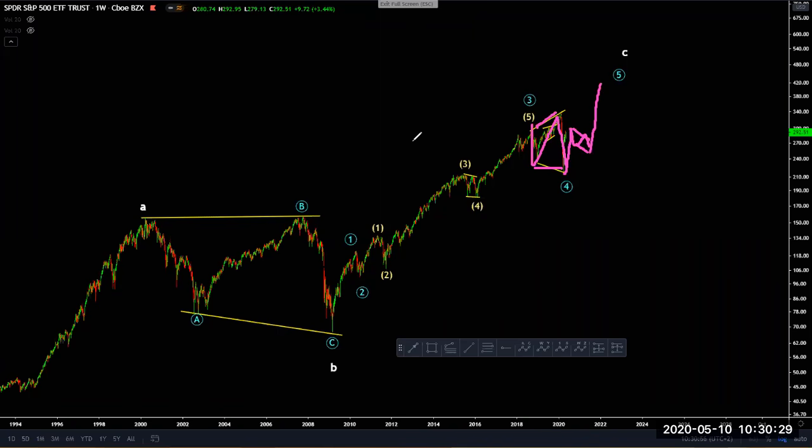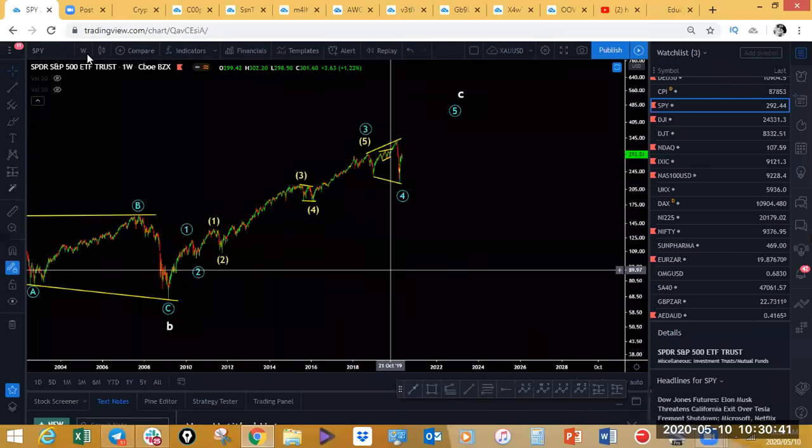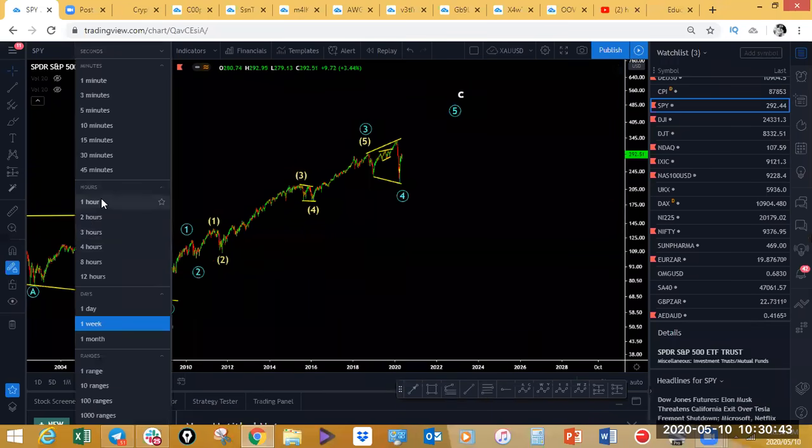Okay, so if that is the structure on the S&P 500, that is what we're going to be seeing in the NASDAQ and the Dow as well. So let's look at those structures. But before that, let's look at the S&P 500 in the lower degree again. Let's go back in the lower degrees. This was the weekly, 1 hour.